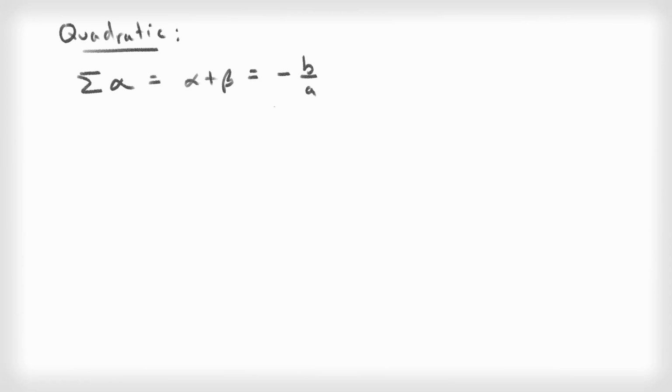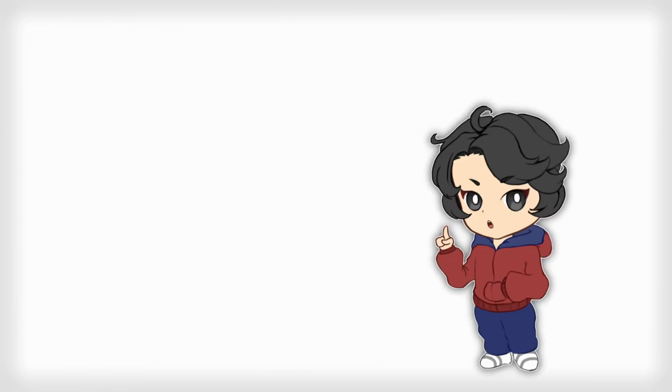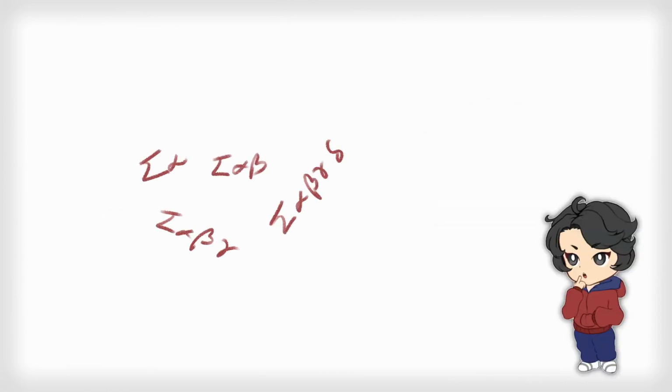So to quickly summarize this video, we have quadratic equations, the sum of the roots of quadratic equation, the sum of the paired products of quadratic equations, the same things for cubic equations, and also the sum of the triad products. Now you might be asking, wait, is that it? Do we just keep going further to quartic equations and pentic equations?